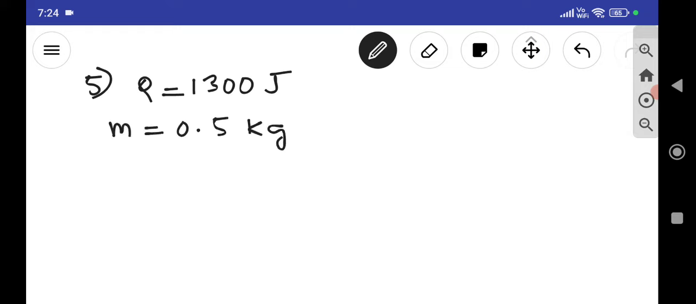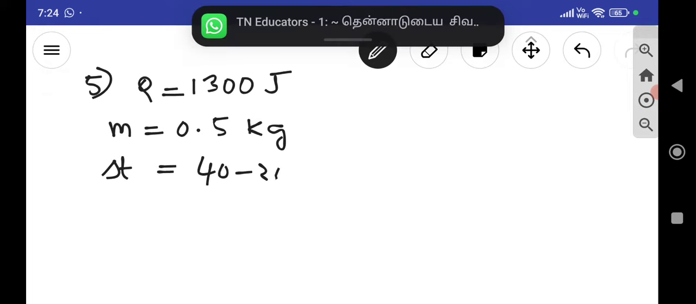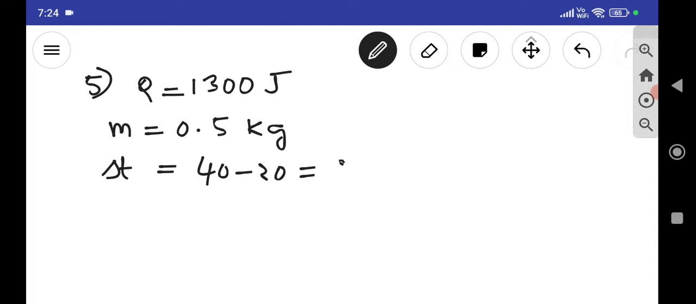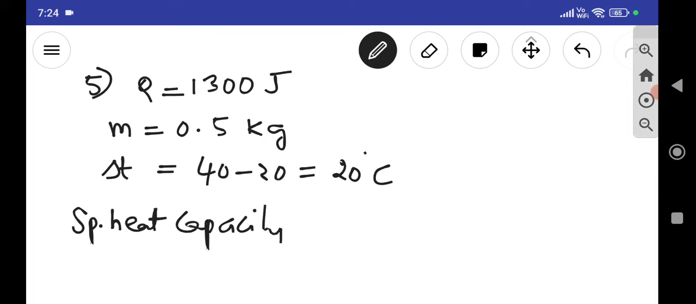Here, what is mentioned: heat energy is 1300 joule, mass is given as 0.5 kg, and delta T we have to find out, that is final temperature minus initial temperature, and you get 20 degrees. The question is to calculate specific heat capacity, that is C, we need to find out. From the formula Q is equal to M into C delta T.